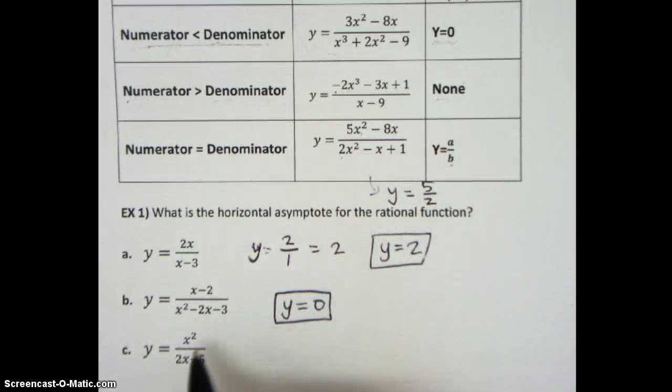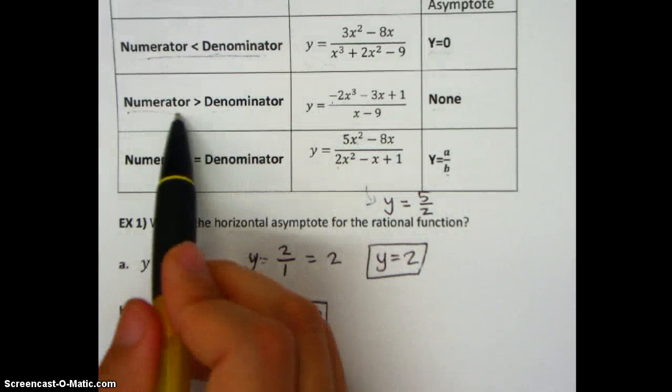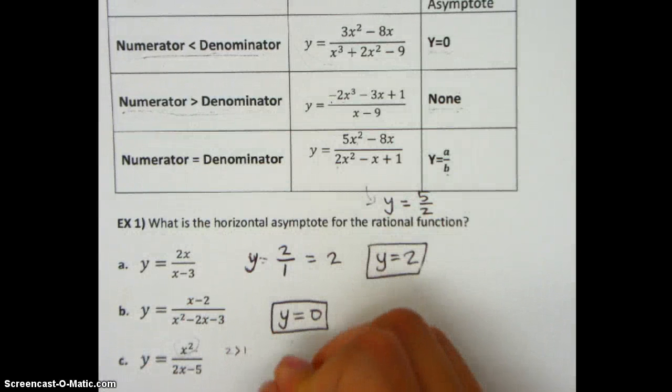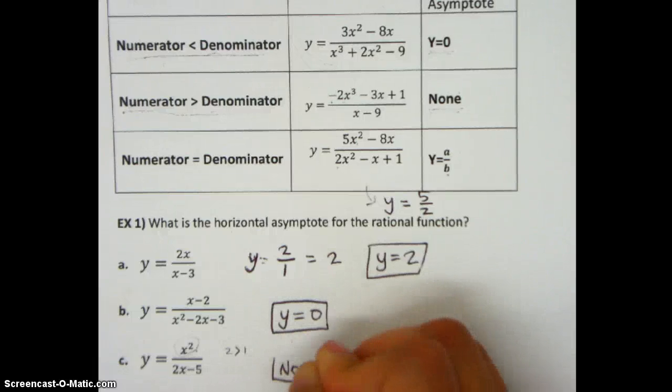Okay, the last one. The degree of the numerator is 2 and the degree of the denominator is 1. So the numerator is bigger, the top is bigger than the bottom. That means this is the second case where there's no horizontal asymptote. So we can just write none.